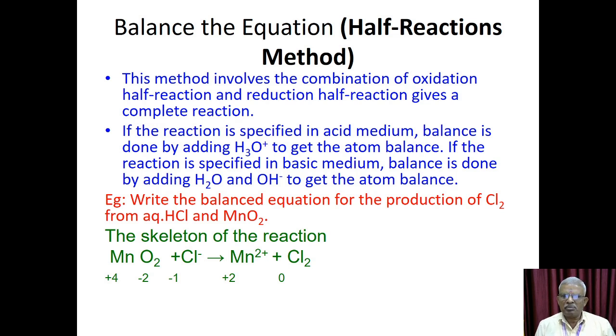Let us explain with the following example. Write the balanced equation for the production of chlorine from aqueous HCl and manganese dioxide. You know the skeleton for this reaction is MnO2 plus Cl minus, that gives Mn2 plus and Cl2. First the oxidation number for each atom: manganese plus 4, oxygen minus 2, chlorine minus 1. Here manganese gets reduced, so plus 2. Here chlorine gets oxidized, so 0.